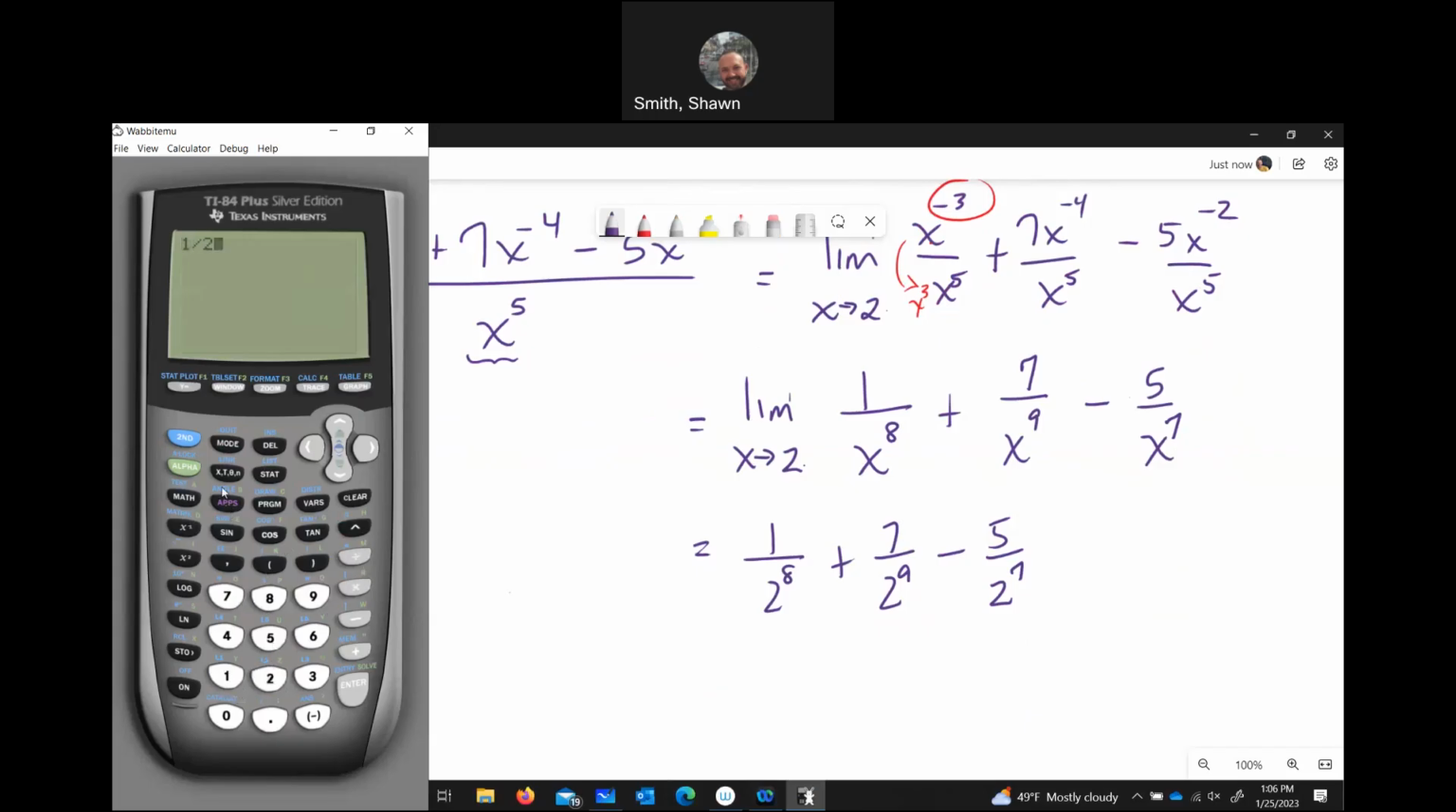1 divided by 2 to the eighth plus 7 divided by 2 to the ninth minus 5 divided by 2 to the seventh. And let's see if we change it to a fraction to get an exact value if it works. There it is, negative 11 over 512.